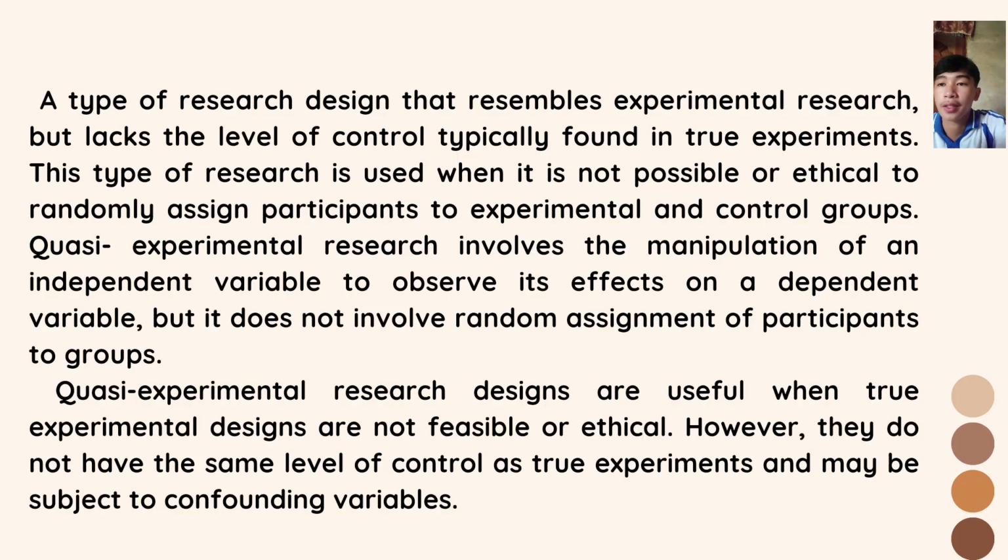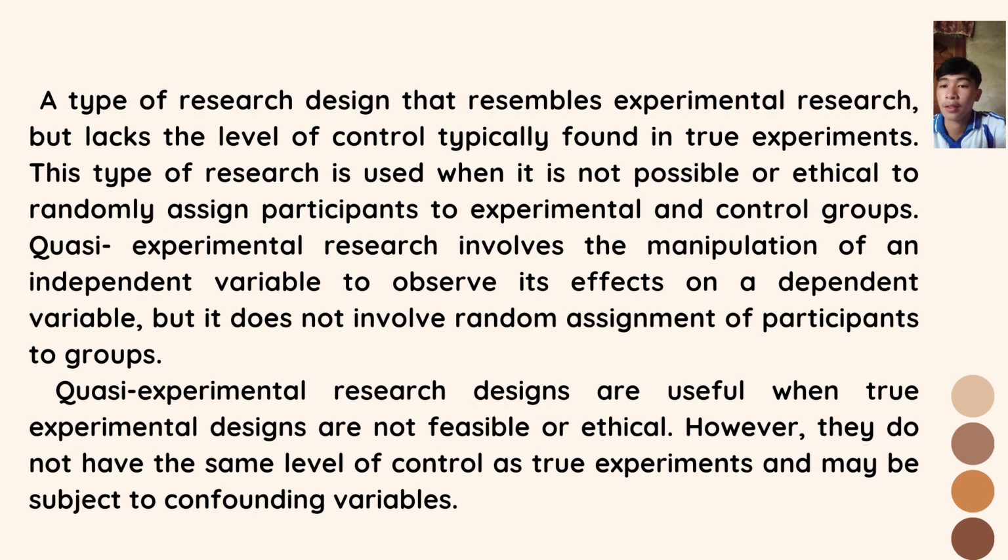Quasi-experimental research is a type of research design that resembles experimental research but lacks the level of control typically found in a true experiment. This type of research is used when it is not possible or ethical to randomly assign participants to experimental and control groups. Quasi-experimental research involves the manipulation of an independent variable to observe its effects on a dependent variable, but it does not involve random assignment of participants to groups.